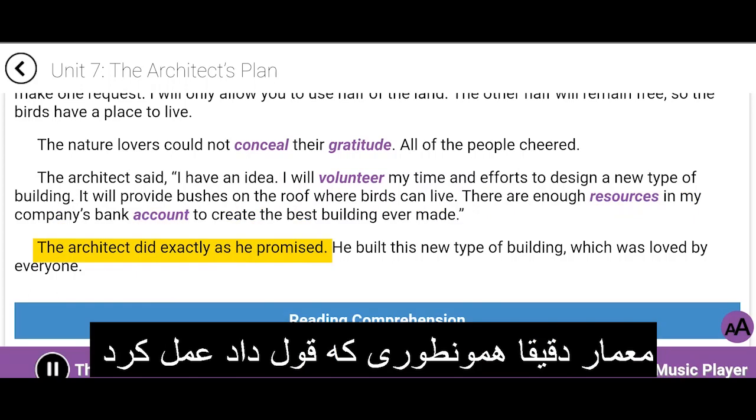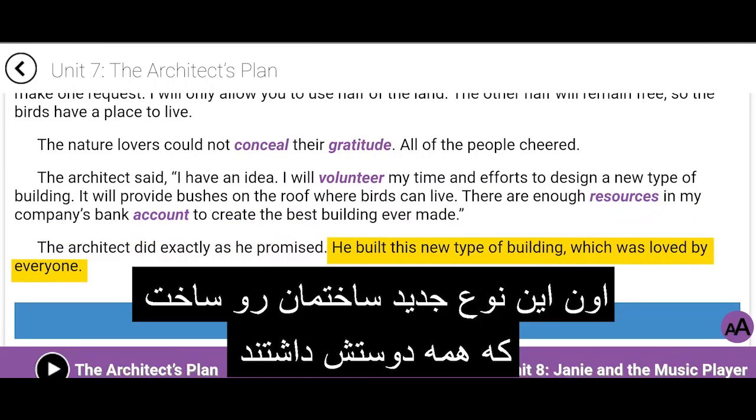The architect did exactly as he promised. He built this new type of building, which was loved by everyone.